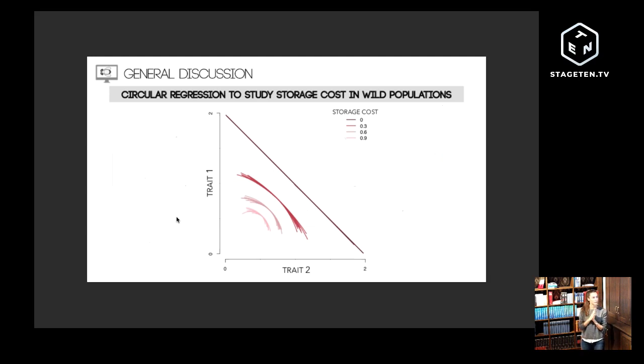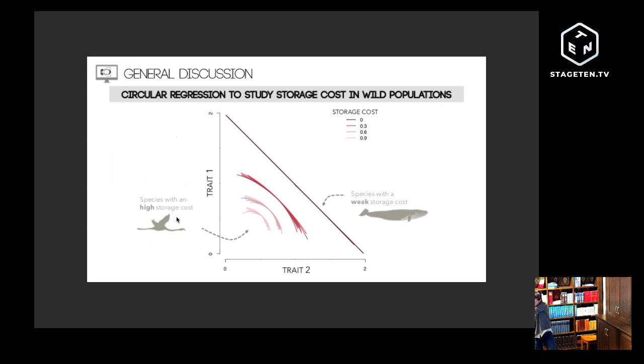Just in a more general way, I was discussing with another student in my lab about what we can do after with the method that I developed during my PhD thesis. Something that I really wanted to do is to use the circular regression to compare the storage costs between wild populations, because as the model predicted, species with high storage costs should present a more curved trade-off, and species with a weak storage cost should present a linear and longer trade-off. And I hope that we can maybe verify that with empirical data.